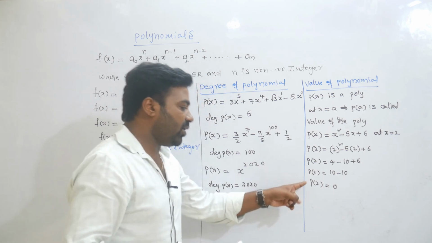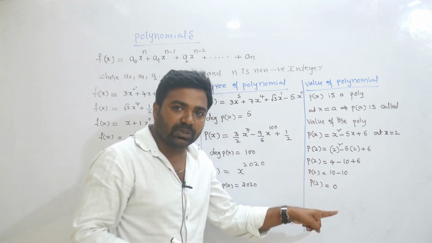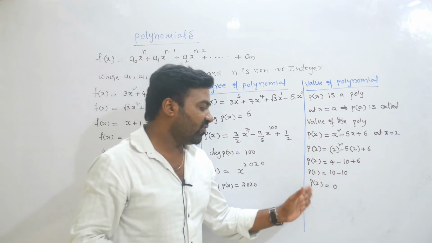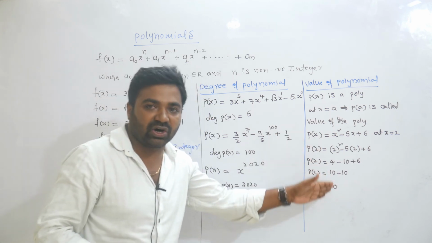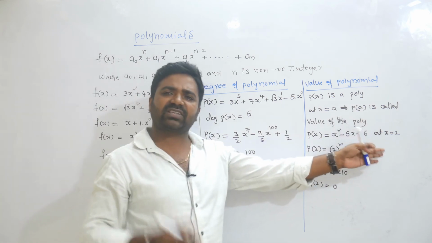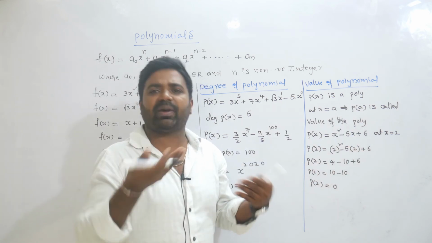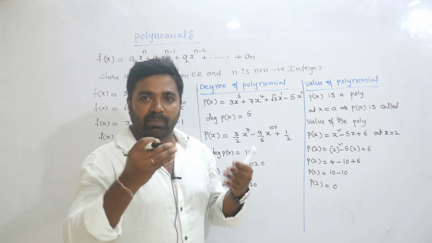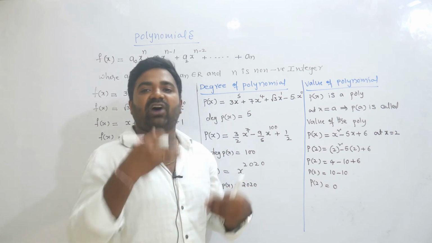Now here p of 2 is called the value of the polynomial. The value of the polynomial, how much? 0. So the value of the polynomial is 0. We can take in the place of x whatever may be. If we take x equal to minus 1, we will get p of minus 1. If we take x equal to minus 3, p of minus 3 is called the value of the polynomial.